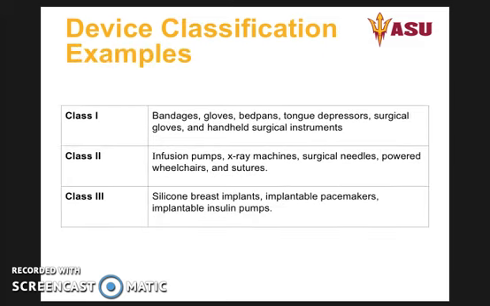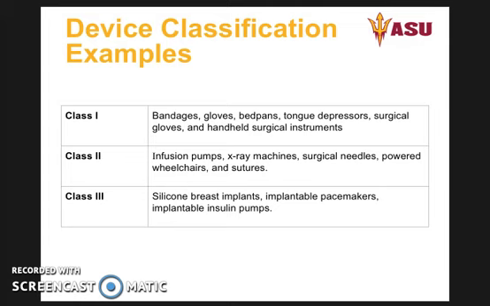Examples of Class 1 devices include bandages, gloves, bedpans, tongue depressors, surgical gloves, and handheld surgical instruments. Class 2 examples include infusion pumps, X-ray machines, surgical needles, powered wheelchairs, and sutures. And Class 3 examples include silicone breast implants, implantable pacemakers, and implantable insulin pumps.